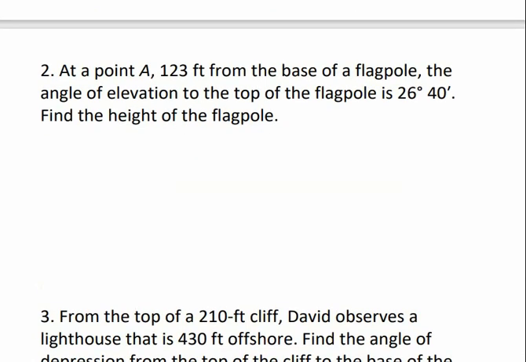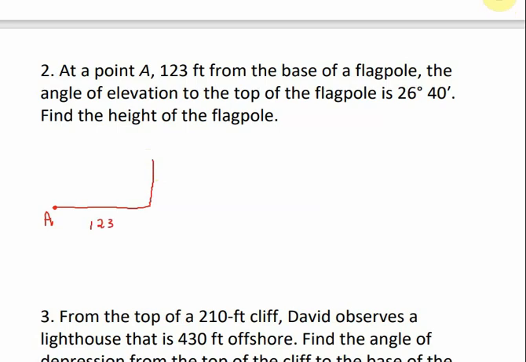So this first application says at point A, 123 feet from the base of a flagpole, the angle of elevation to the top of the flagpole is 26 degrees 40 minutes. Find the height of the flagpole. So if we sketch this out, let's say that this is point A, and it says that point A is 123 feet from the base of a flagpole. Okay, so if we go 123 feet, and here is our flagpole.